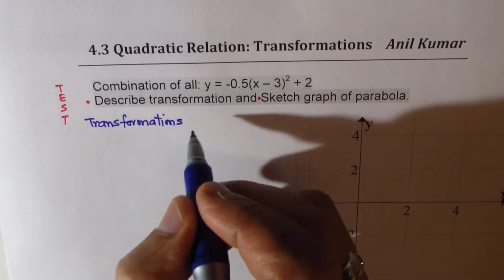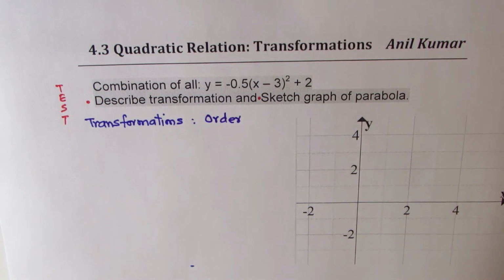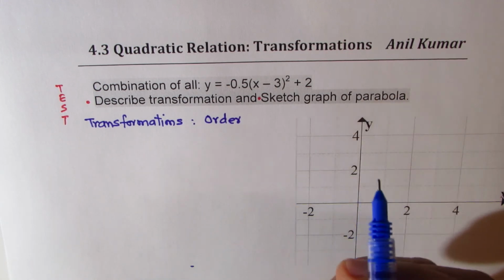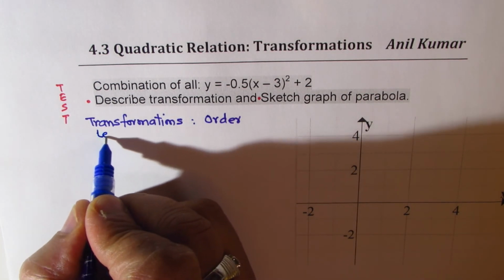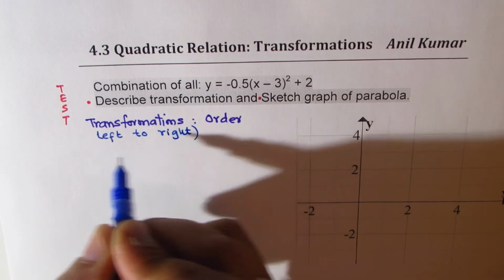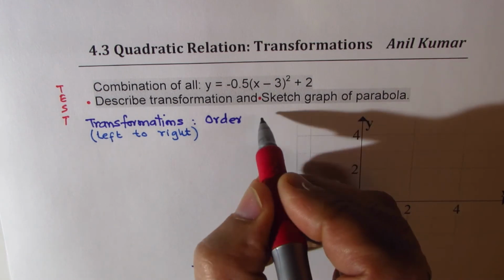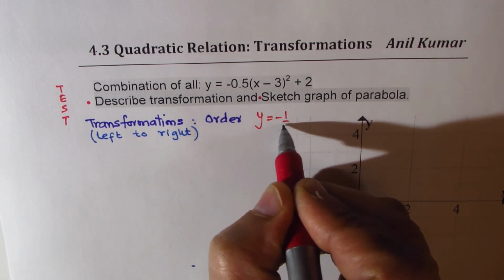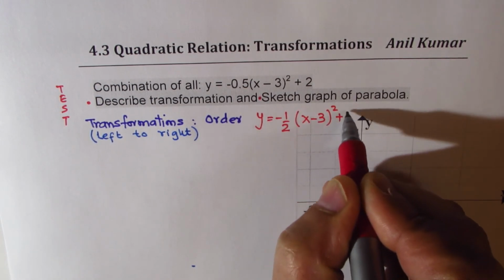Now there is an order to be maintained. It has to be in a particular order. Normally we say order of operation. So what I follow is basically from left to right. So move from left to right, and it'll be simpler. Let me rewrite this equation as y equals minus half, 0.5 as minus 0.5, (x minus 3) whole squared plus 2.